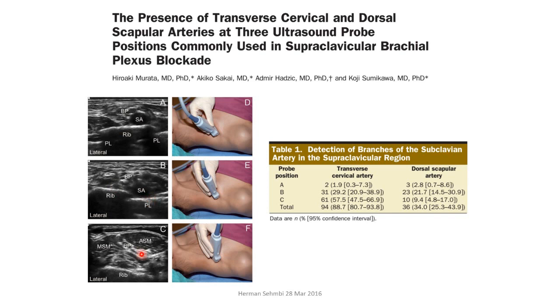The primary outcome variable was the frequency with which the TCA, the transverse cervical artery, and the dorsal scapular artery were detected by ultrasound. And what they found was you're least likely to encounter either of these arteries in position A, where both the subclavian artery and the brachial plexus are on the first rib.